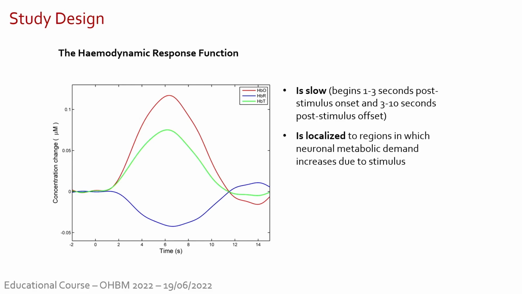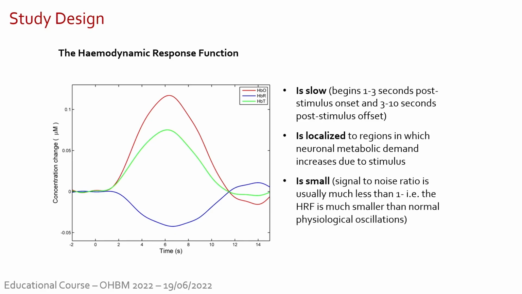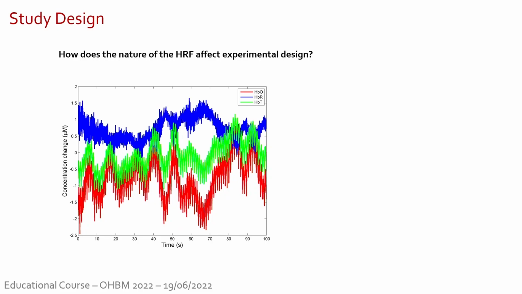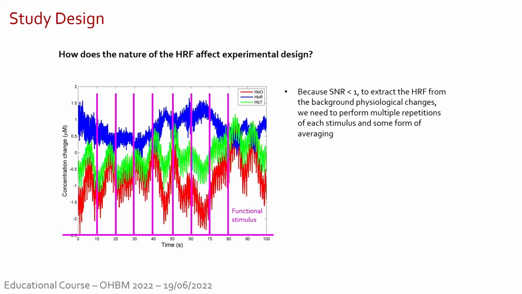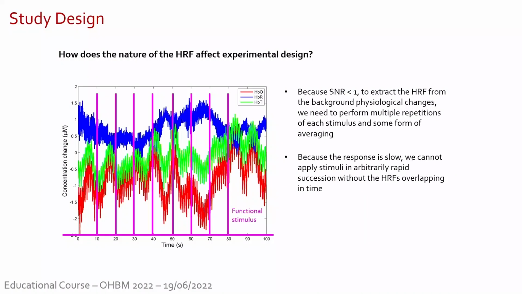It's localized to the brain regions you think are related to the stimuli. And it's quite small, that's very important. So the signal-to-noise ratio is very, very low, which makes the HRF quite smaller than the normal physiological oscillation. Because of that, we have to extract the HRF from all the background noise and changes, and therefore we have to perform multiple repetitions of a single stimulus, as you know from MRI, and then average all the same stimuli of the same condition. And because the response is small, we cannot apply stimuli very rapidly in arbitrary succession, because otherwise the HRF will overlap in time.